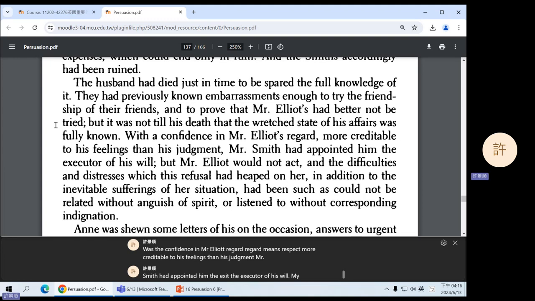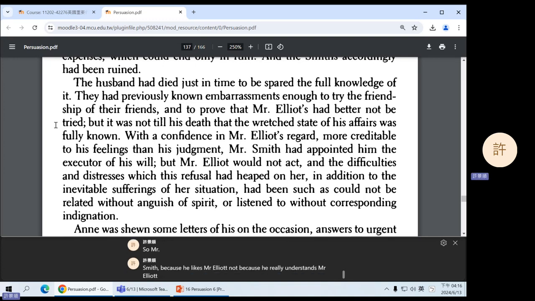My God. So Mr. Smith, because he likes Mr. Elliot, not because he really understands Mr. Elliot, made Mr. Elliot the person to carry out his will after his death. Oh, just like letting the fox into the hen house.